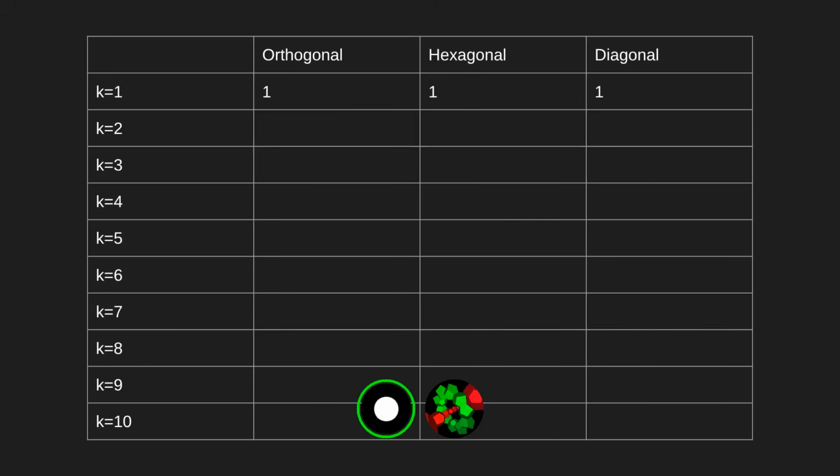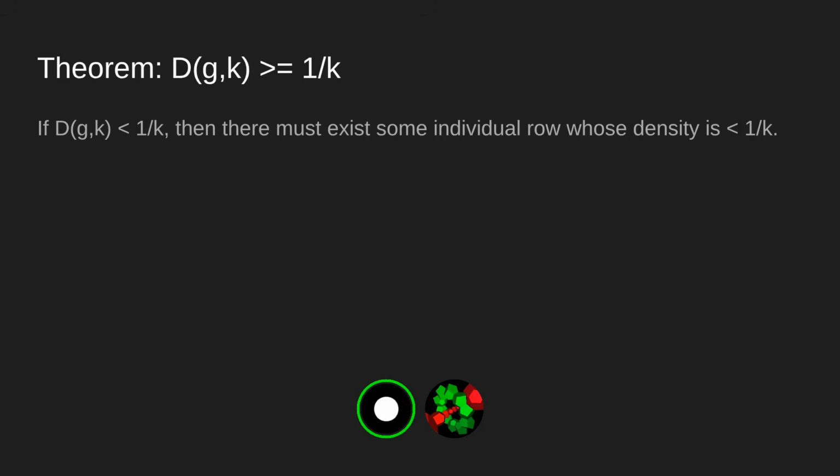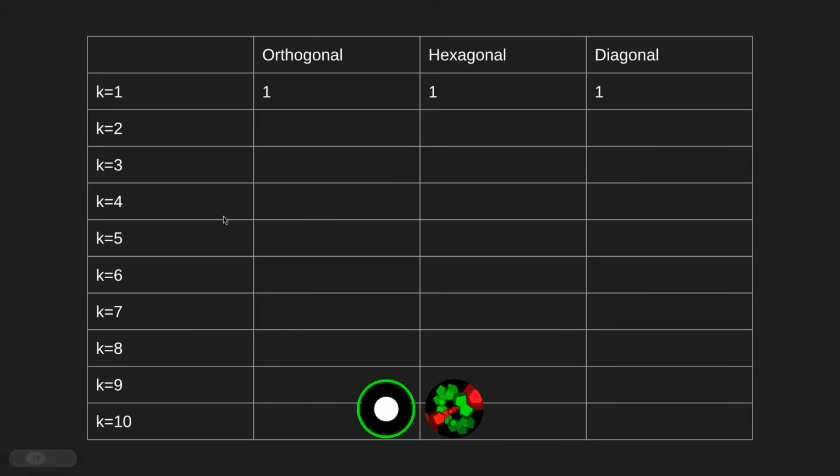Checkerboard. Yeah, perfect. Okay, checkerboard will do. Actually, first I'll do this slide and then I'll ask you a follow-up question. So we know that the density for any of these lines has to be greater than or equal to 1 over the k value itself.